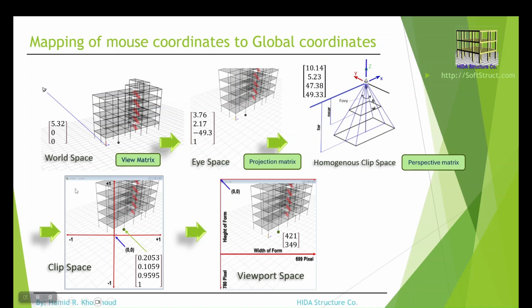We begin with the coordinate point in world coordinate space and transfer it to the eye coordinate space using the view matrix. Next, we convert it to homogeneous coordinate space using the projection matrix. In the subsequent step, we transfer the coordinate to the clip space, which is essentially a two-dimensional space. Finally, we convert the coordinate to viewport or screen space, which represents the mouse space.